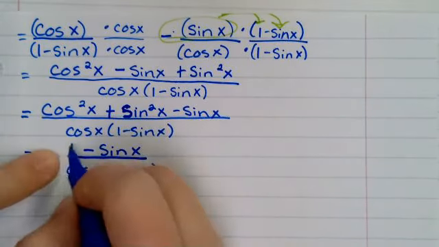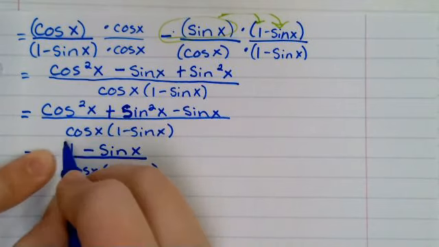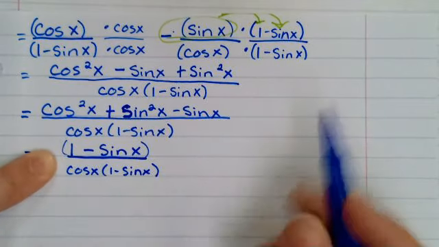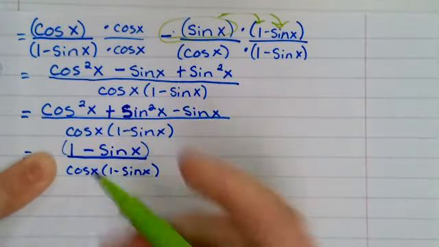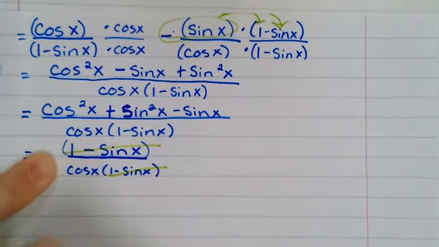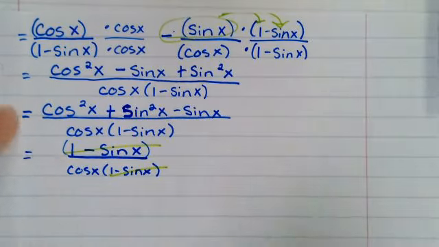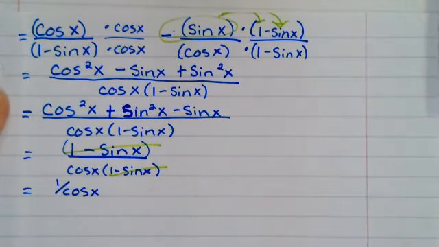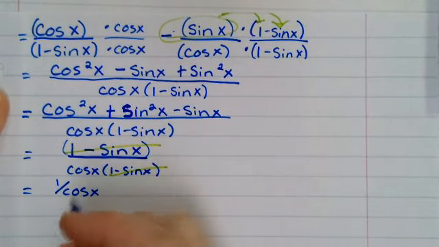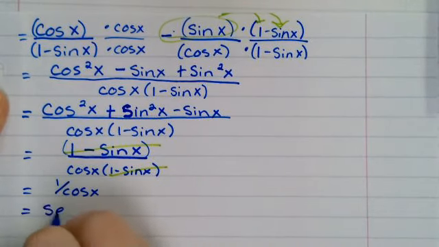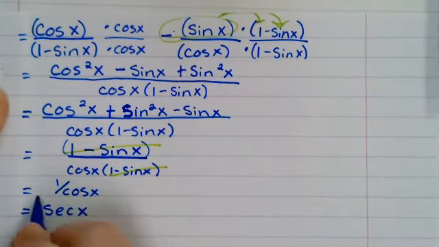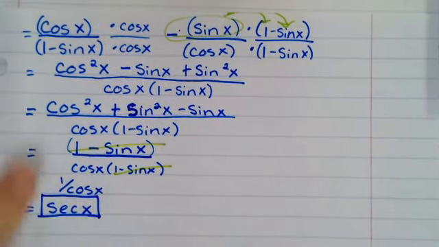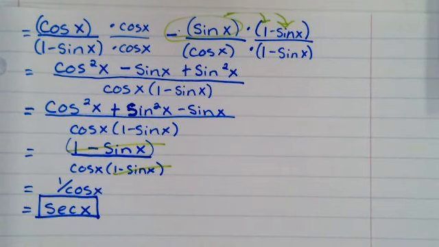Now, do you see here how I have 1 minus sine of x on the top and on the bottom? That can cancel out and leave a 1 in the numerator. Boom, gone. So really, this is 1 over cosine of x, and 1 over cosine of x is in fact the same thing as secant of x. Ta-da! Little tricky, right? You get used to stuff.